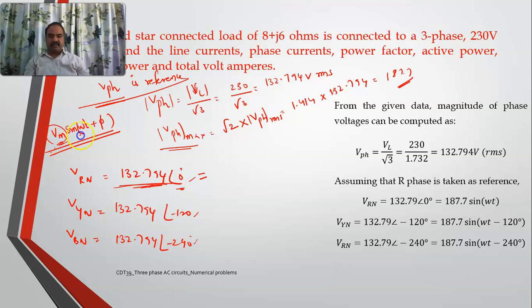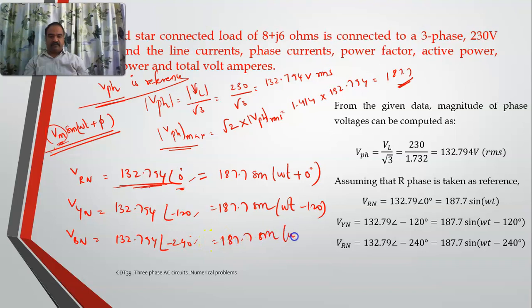So, what should I write here? Maximum value I have already got as 187.7 sine omega t. What is the angle? 0, right? Here it is 187.7 sine omega t minus 120, and this is 187.7 sine omega t minus 240. So, these are the phase voltages only.